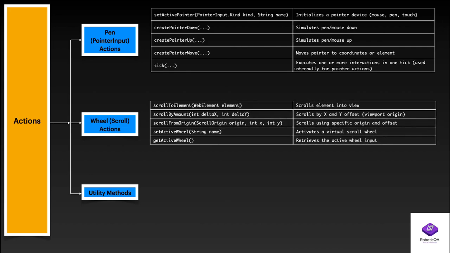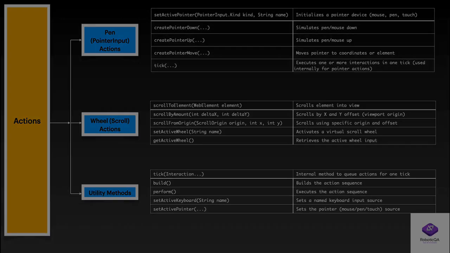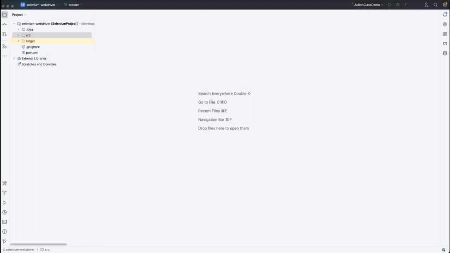Inside wheel we have scroll to element, scroll by amount, scroll from origin, and set active wheel, get active wheel. And in utility we have tick, build, perform, set active keyboard, set active pointer. Okay, so these are the different methods available in the utility. Okay, so let's move to the practical thing.